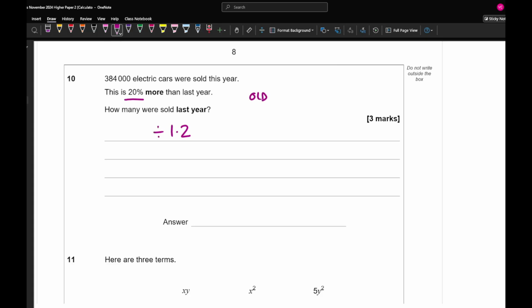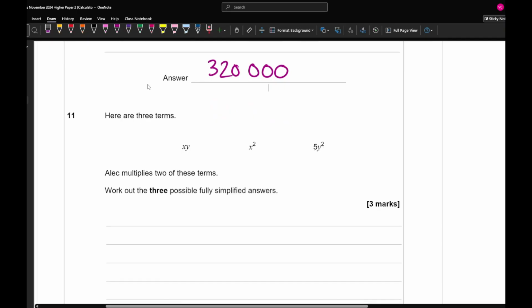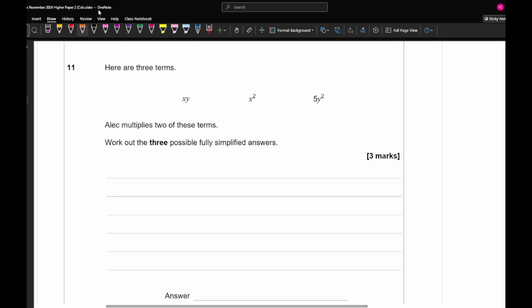So again, to go from old to new, we multiply by the decimal multiplier. So to go from new to old, I divide by the decimal multiplier. So this is going to be 384,000 divided by 1.2, which if I type into my calculator gives me an answer of 320,000.